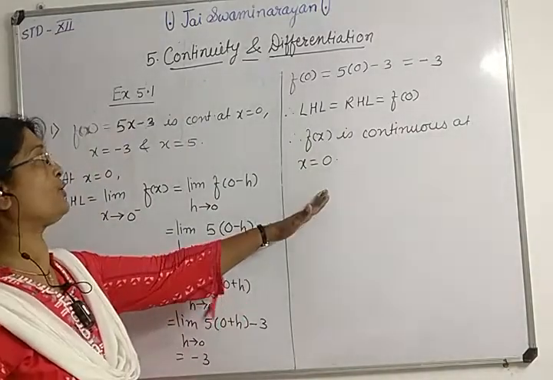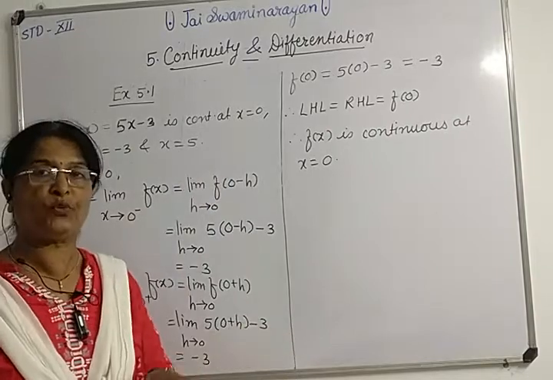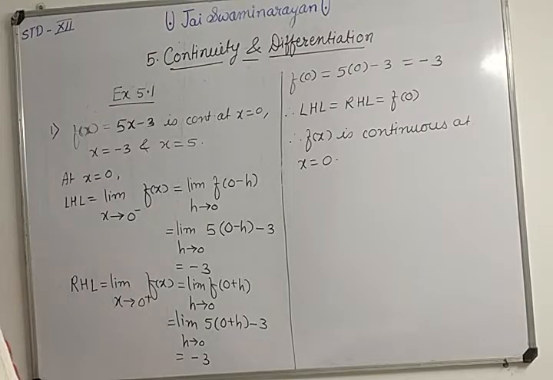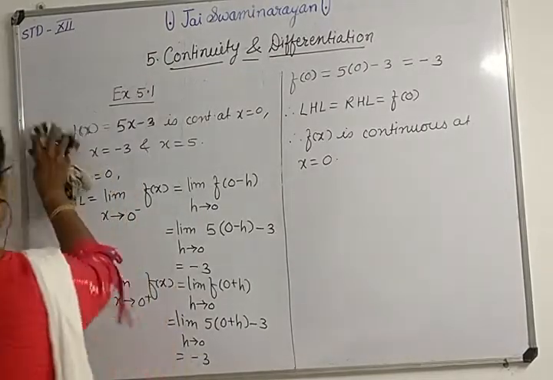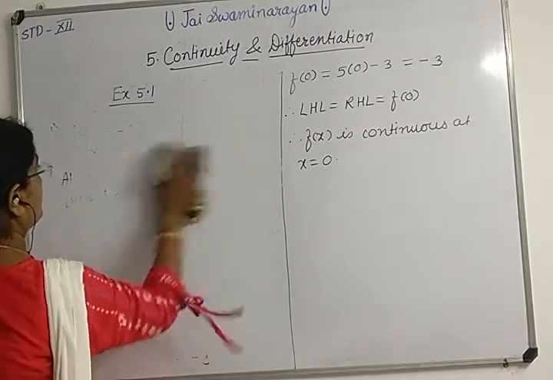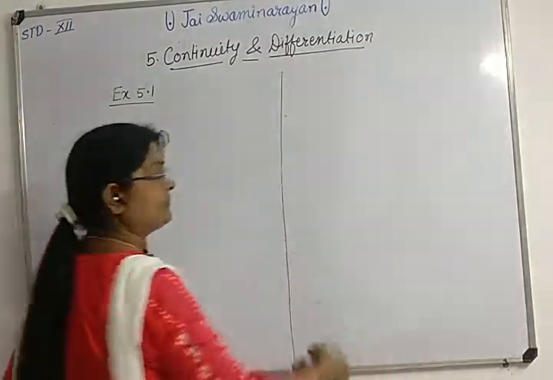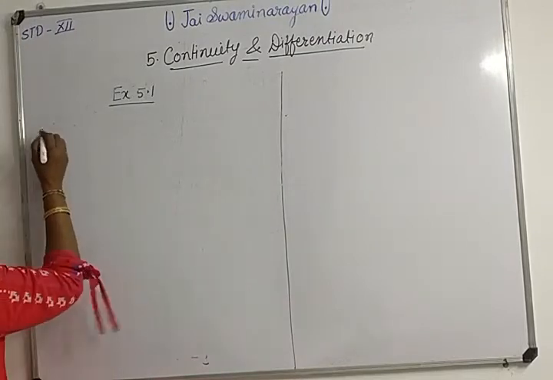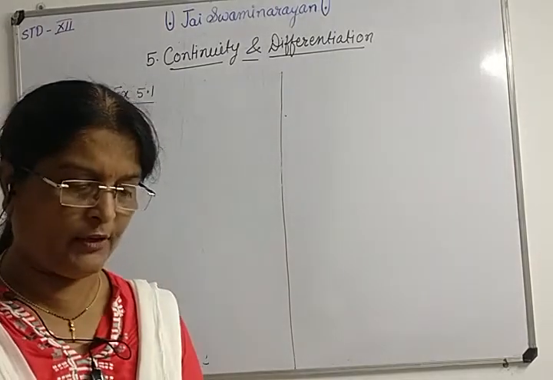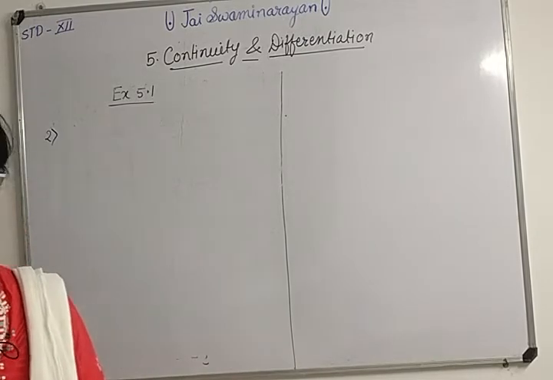Now just like x equal to 0, we can prove it for x equal to minus 3, x equal to 5 also. And that part is your homework. You can solve by yourself. Now, let us start with question number 2. Examine the continuity of the function f of x equal to 2x square minus 1 at x equal to 3.